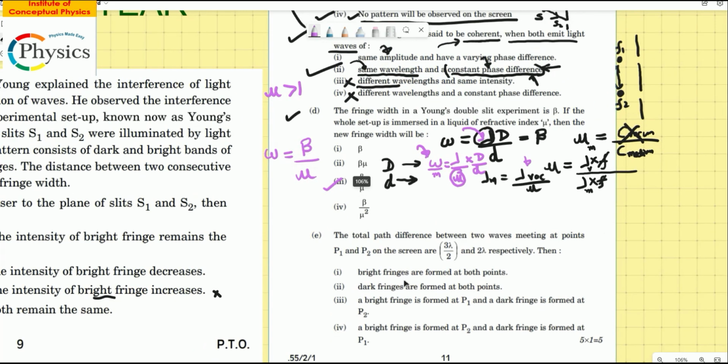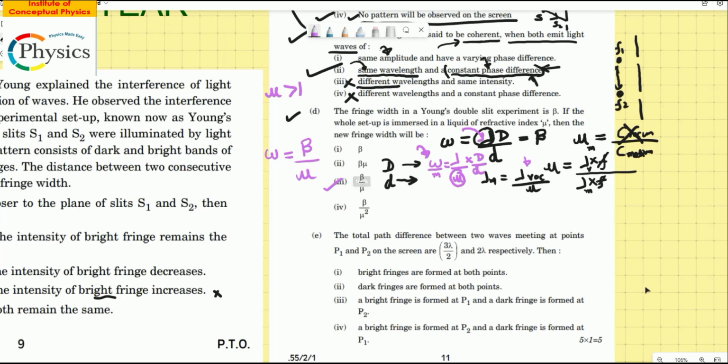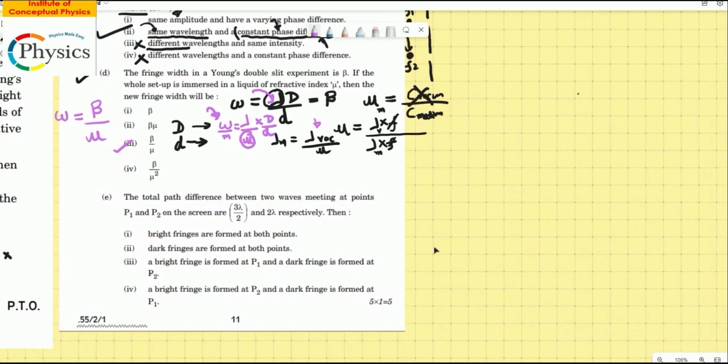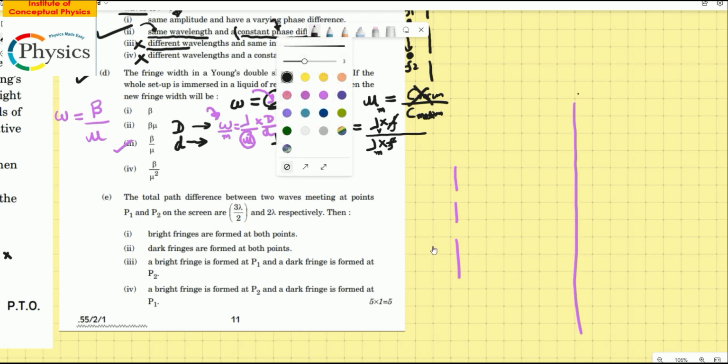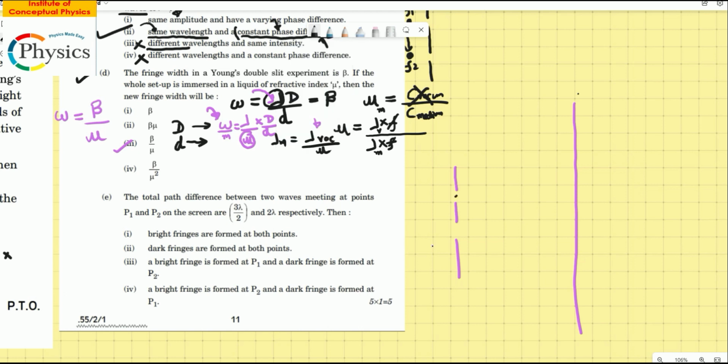So what they're doing is they're looking at two different points on the screen. Let me just draw the diagram, and then let's establish what will happen there. So this is the experiment which is happening. There is a viewing screen, and maybe they're studying this point, and this point is P1. At P1 the path difference is 3 lambda by 2.